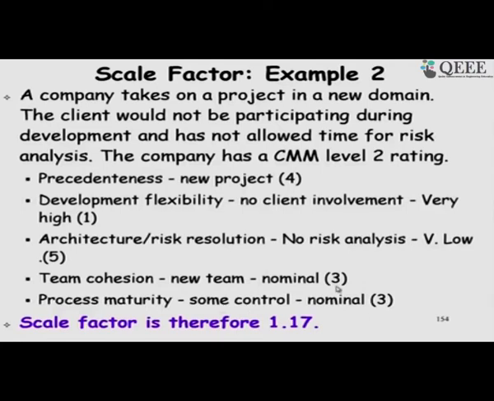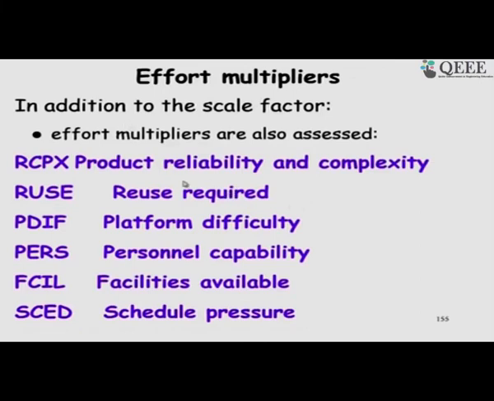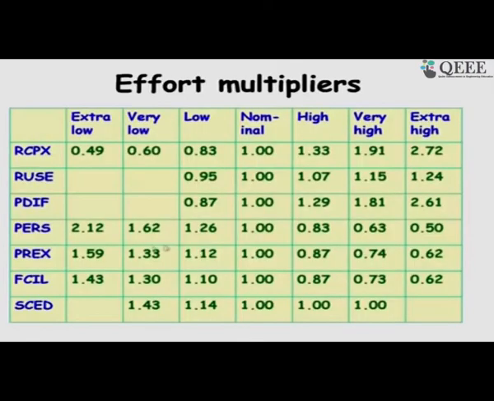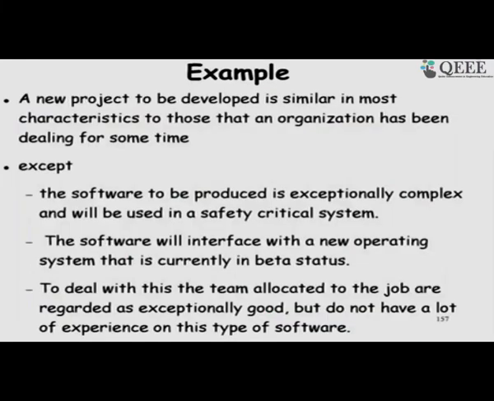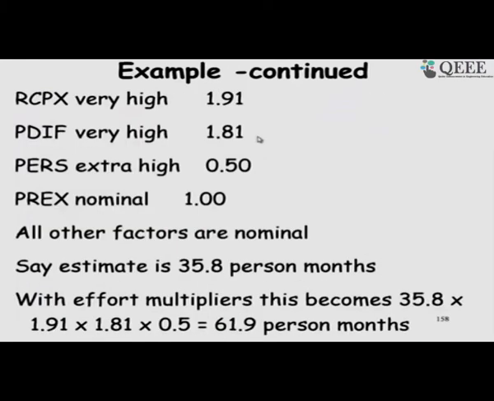and team cohesion we take as nominal, and process maturity as nominal, because I have not mentioned anything here. So, assume that it is okay, and then the scale factor works out to be 1.17, and then consider the multipliers here. So, that was scale factors, and for the various multipliers we can consult the table or use a tool which will automatically compute the values based on this table. There are a few more worked out examples here.